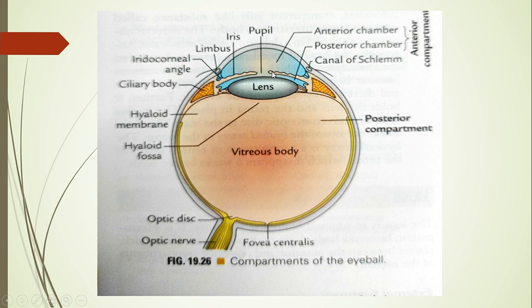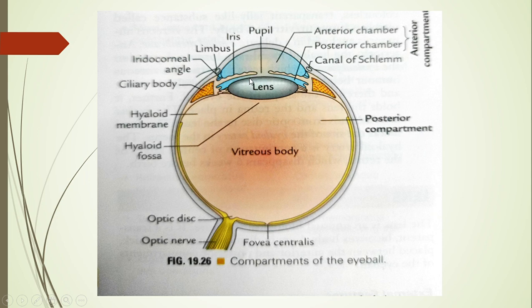Both of these are filled with the plasma-like fluid that is named the aqueous humor. It's a clear fluid that helps the entry of light through it. Aqueous humor, a clear, plasma-like fluid, nourishes and protects the eye.